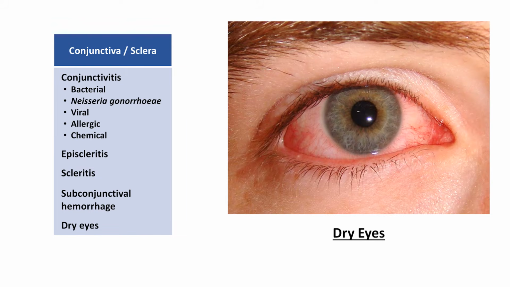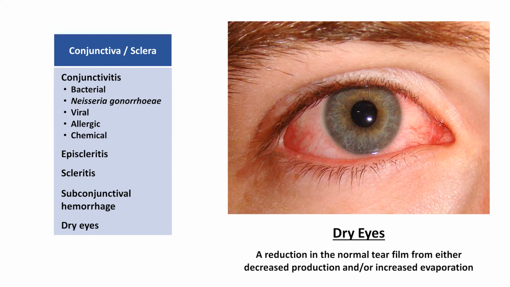Dry eyes is pretty much what it sounds like, a reduction in the normal tear film that lubricates, nourishes, and protects the conjunctiva, sclera, and cornea. On conventional inspection, it can look very similar to conjunctivitis, but when severe and/or long-standing, it can be associated with surface defects of the cornea or conjunctiva that are visible with the application of fluorescein dye.